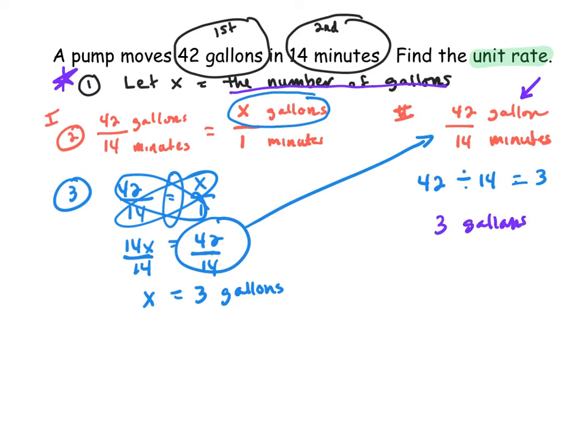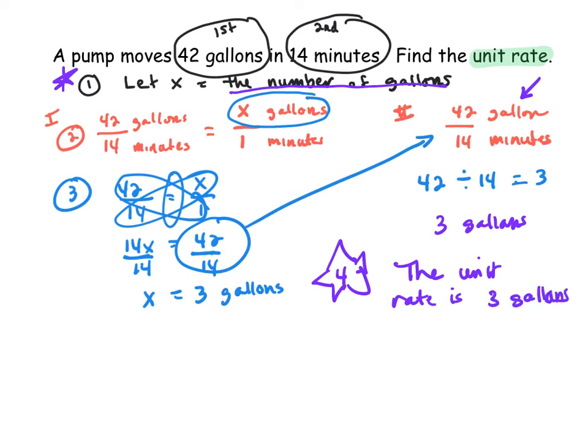So the final step when we're trying to answer a question, particularly when it's a word problem, we want to go ahead and say, okay, the unit rate is 3 gallons, whoops, it should be an O, per minute, or you could say for 1 minute.